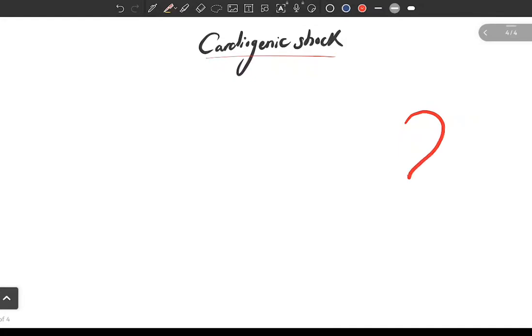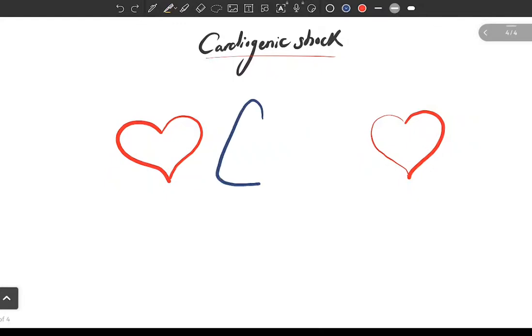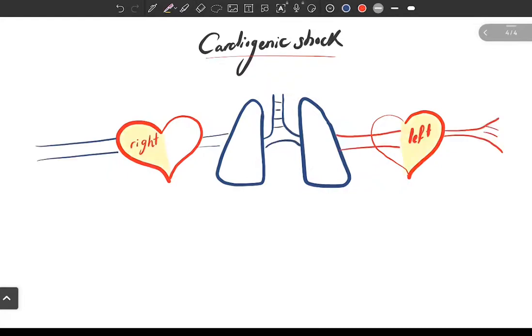We're going to start by drawing the left side of the heart, the right side of the heart, both lungs. Here you have the trachea and the tracheal rings, 2 lungs and the trachea. So basically everything starts here on the left side. When the left side of the heart fails, most commonly due to an MI, the cardiac output drops.